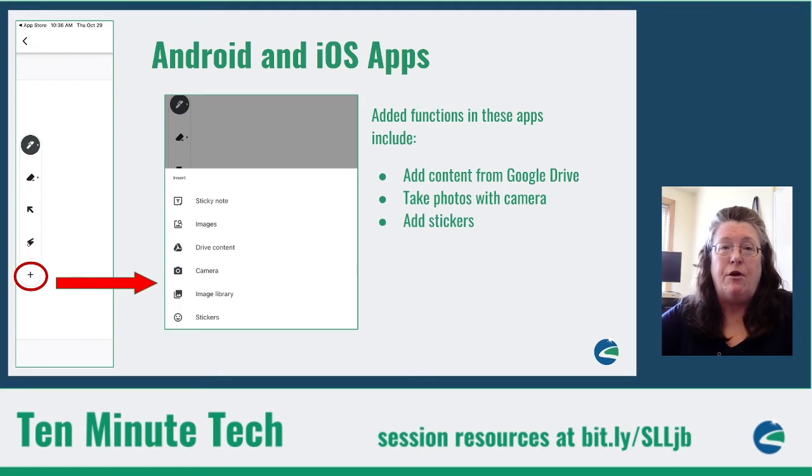And the app, interestingly, actually does a little bit more than the online version does. The online version is what we're going to be looking at, but realize that the apps allow you to add content from Google Drive, to take photos, and to add stickers. So if you see a Jamboard with a sticker, chances are it was worked on an app.